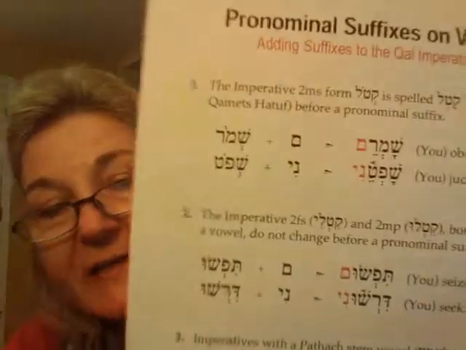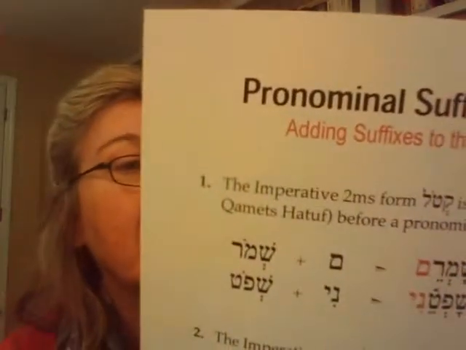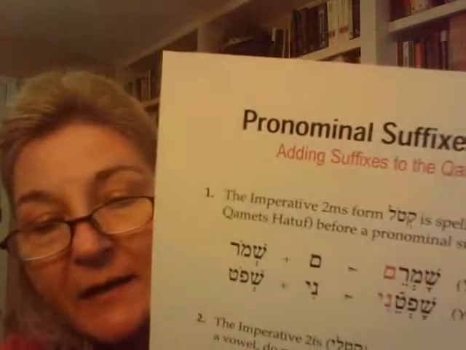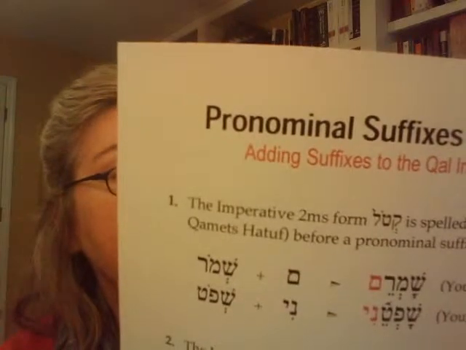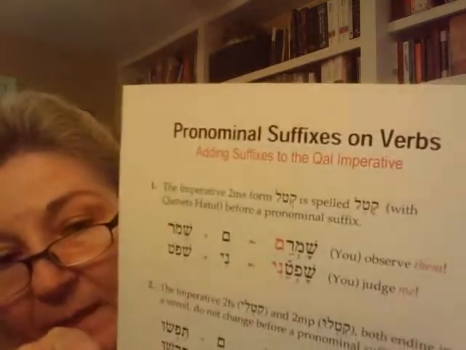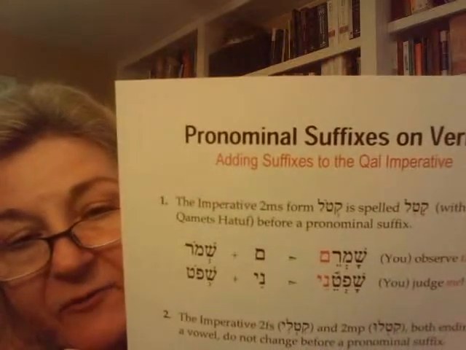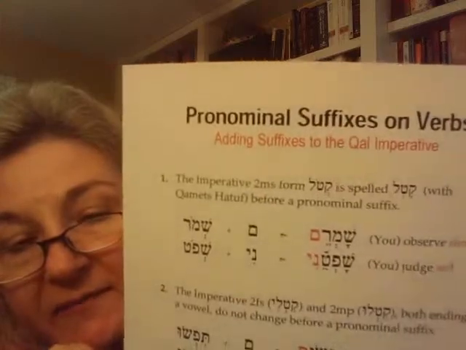Now, when you add a suffix to a Qal imperative, and that's the form that we just worked on last week, shamar becomes shomarem, and shafot becomes shoftani. The imperative 2ms form is spelled with a qamets hatuf before a pronominal suffix.